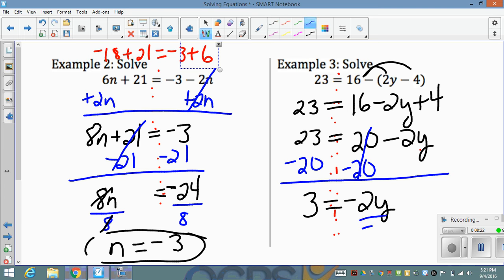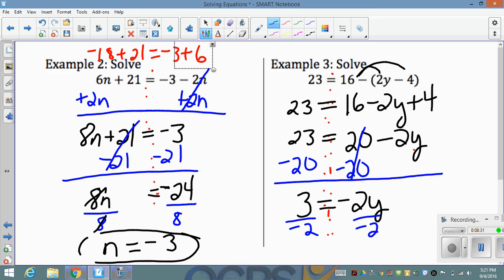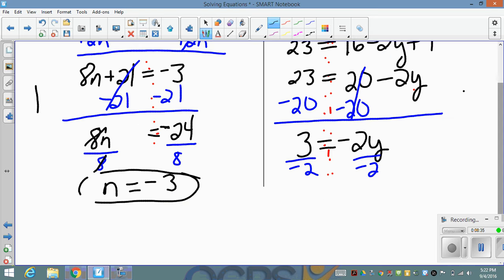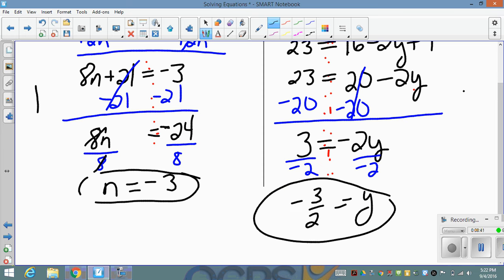And then dividing by negative 2. Again, I get 3 halves. I didn't do that on purpose. This time it's negative. Whoops. There we go. Something's happening to my screen. There we go. So I get y equals a negative 3 halves. Again, that's what I prefer, is the improper fraction. But if you write negative 1.5, those are equally correct.